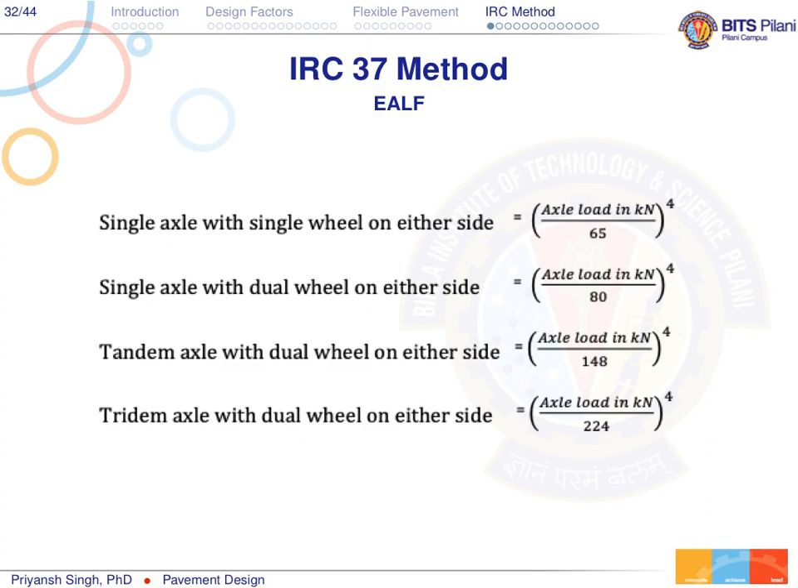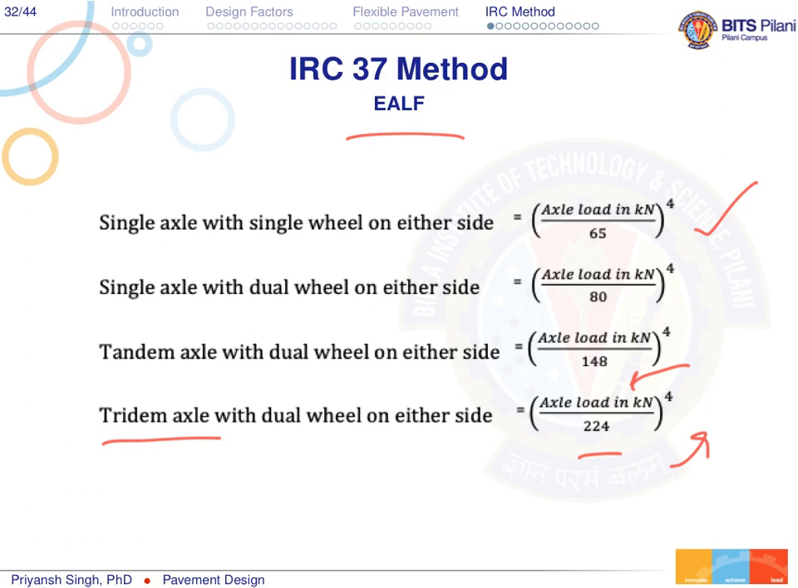If you have a single axle with single wheel on either side, you have to take the axle load in kilonewton divided by 65 to the power 4. Similarly, for all types of vehicle, suppose you have a tridem axle and want to convert it into a standard axle, you have to take the axle load of that vehicle divided by 224 to the power 4. That will give you the equivalent axle load factor for this class of vehicle.